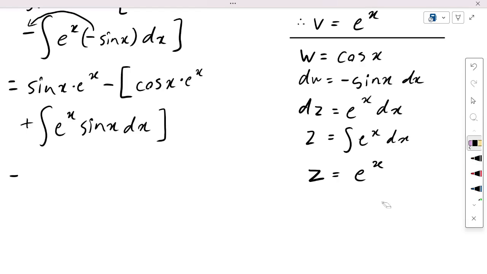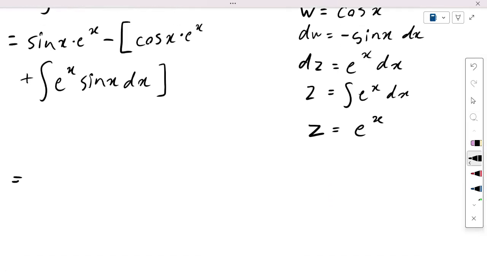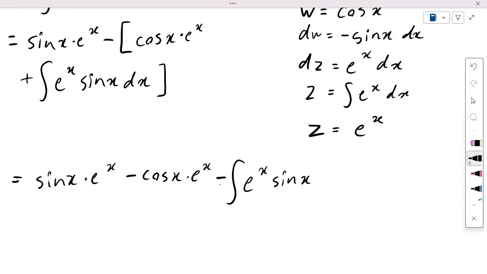So let me actually write it here so we have more space. So it'll look like this. Let's just do this. Sine of x multiplied by e to the power of x minus cosine of x multiplied by e to the power of x plus, oh, sorry, it's going to be minus, yeah, sorry, because it's negative and then positive gives a negative. So it's going to be minus the integral of e to the power of x multiplied by sine of x with respect to x. Okay.